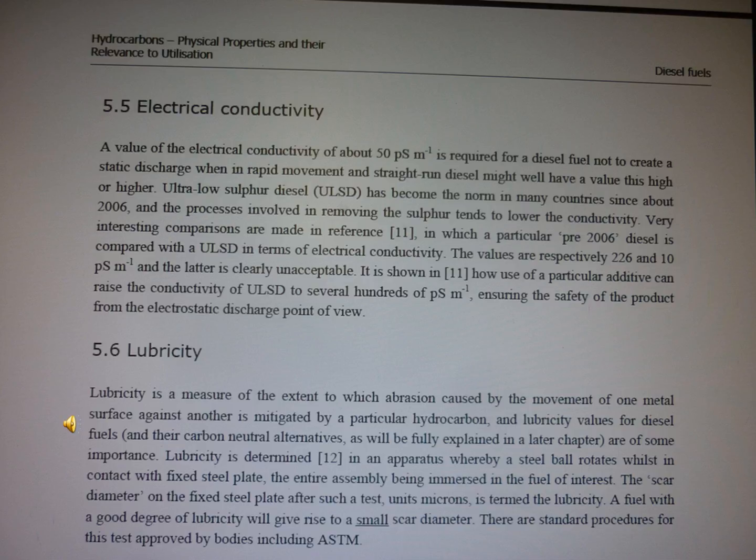A pure with a good degree of lubricity will give rise to a small scar diameter. They are the standard procedures for the test of purifying the body, including the ASTM. Over 50 picosiemens per meter.